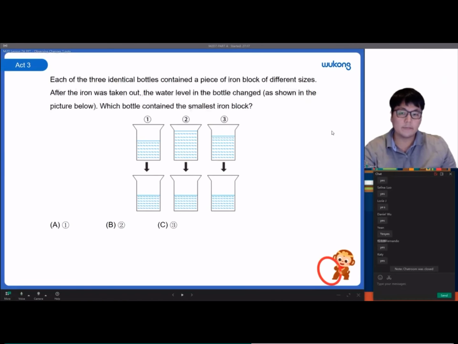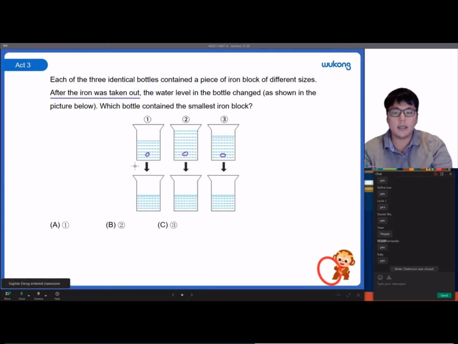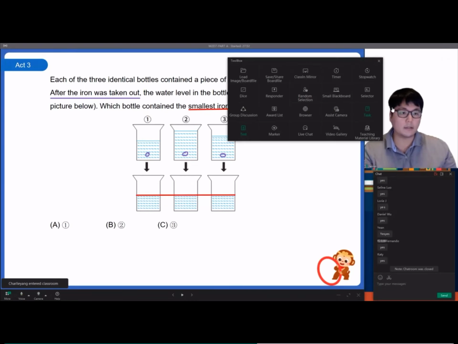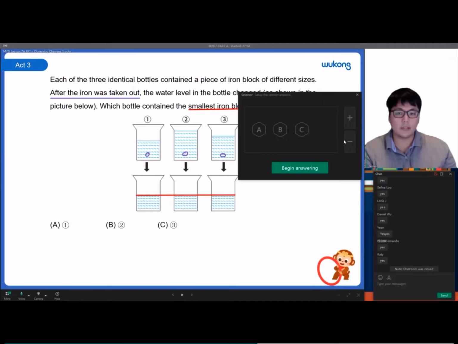Okay, everybody? So now, how about this question? Each of the 3 identical bottles contains a piece of iron block of different sizes. So we already have a metal piece inside, but we don't know which one is big, small, or medium. Now, after taking these iron pieces out, the water level in the bottle changed, and you can see all 3 of them are the same water level if you take these out. So which one do you think has the smallest iron block, which is a metal piece, guys? I'm going to give you a select tool once again.